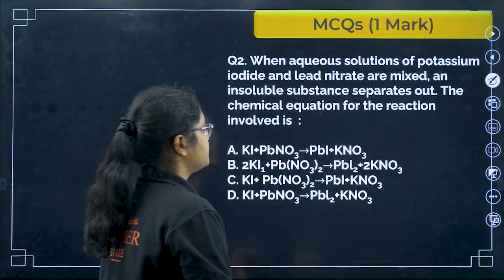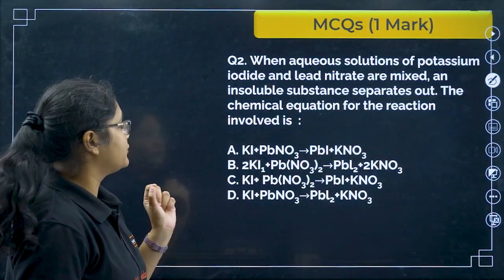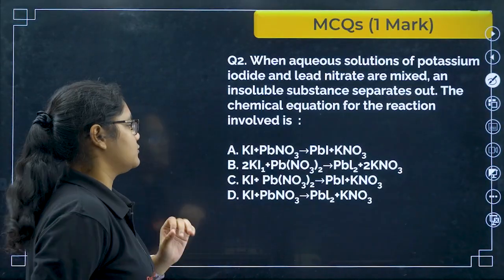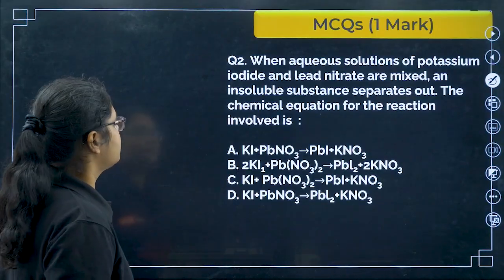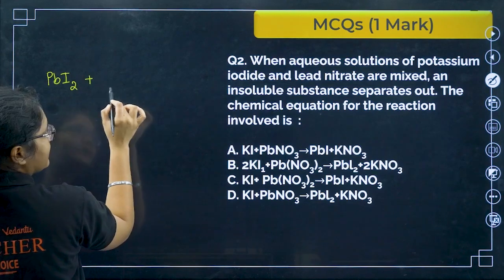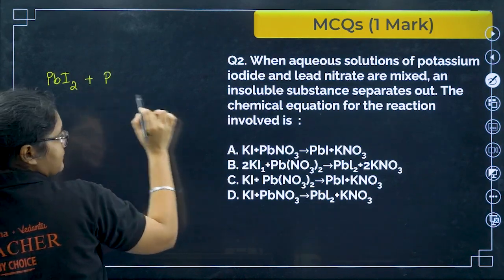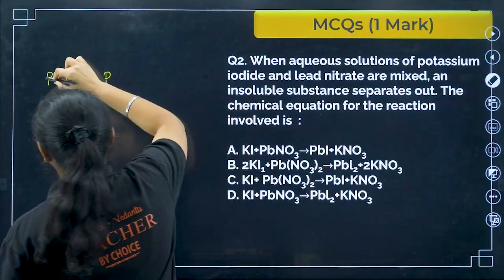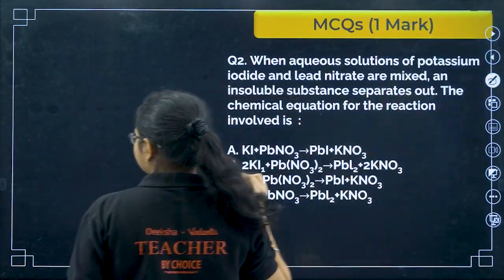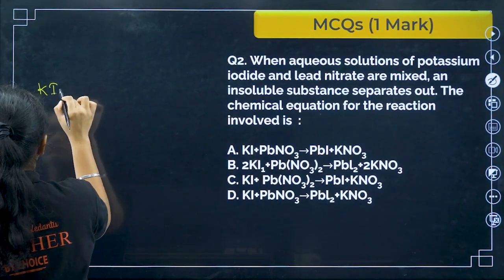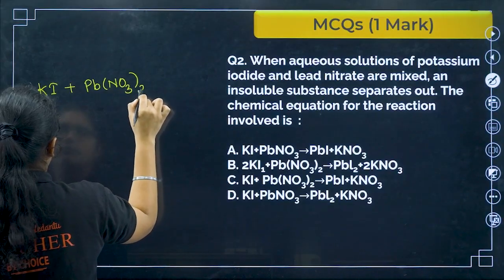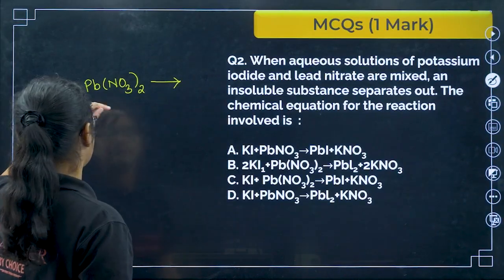Next, moving to question number 2. When aqueous solutions of potassium iodide and lead nitrate are mixed, an insoluble substance separates out. The chemical equation for the reaction is, so we have potassium iodide plus lead nitrate.